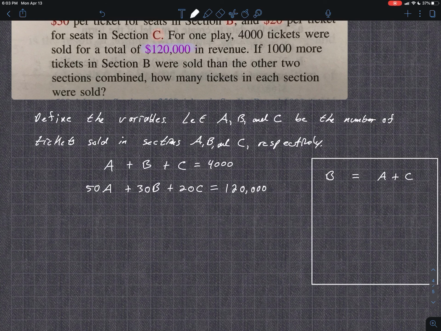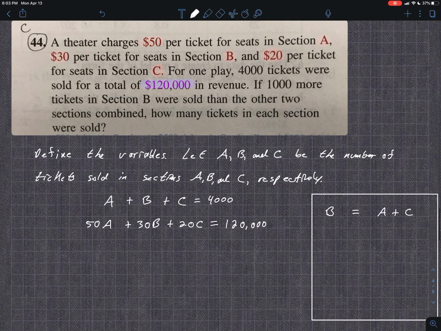All right, so which side gets the 1,000? So think about this. There's 1,000, not dollars, I mean 1,000 number of tickets. Do I put 1,000 here or do I put 1,000 here? Okay, so which is it? So 1,000 more tickets were sold in section B than the other 2 combined. So how would you balance the equation, in other words?